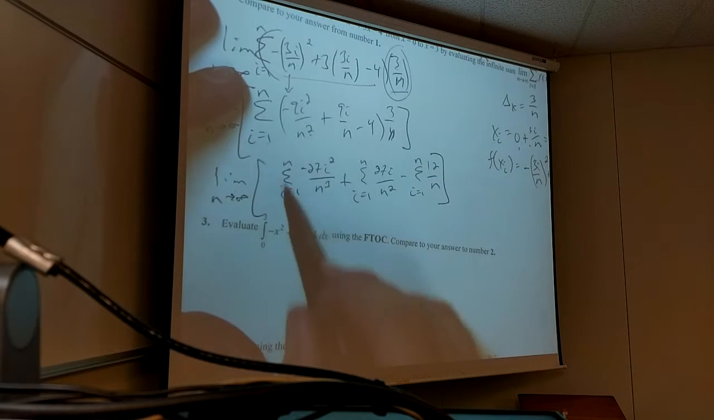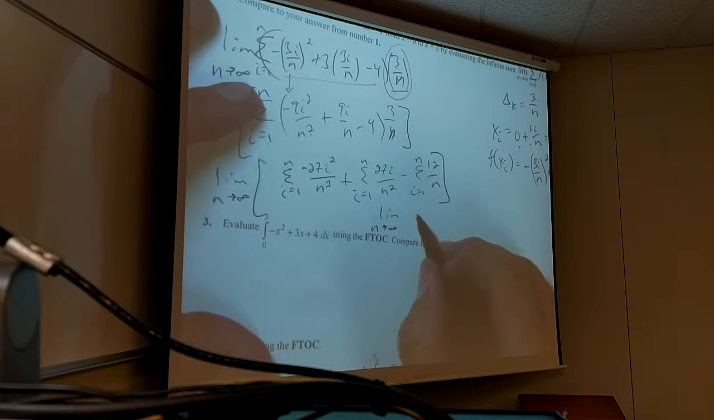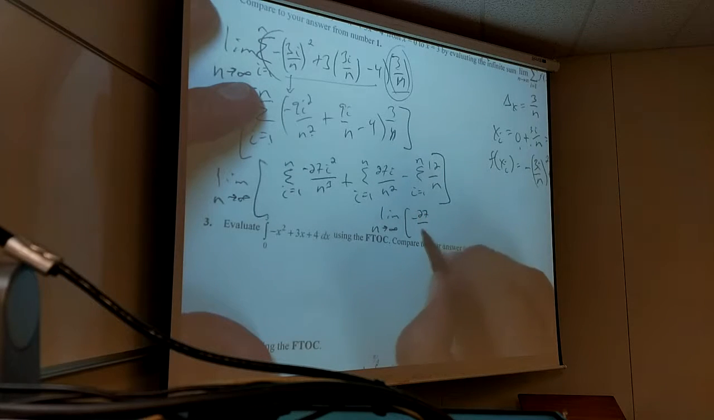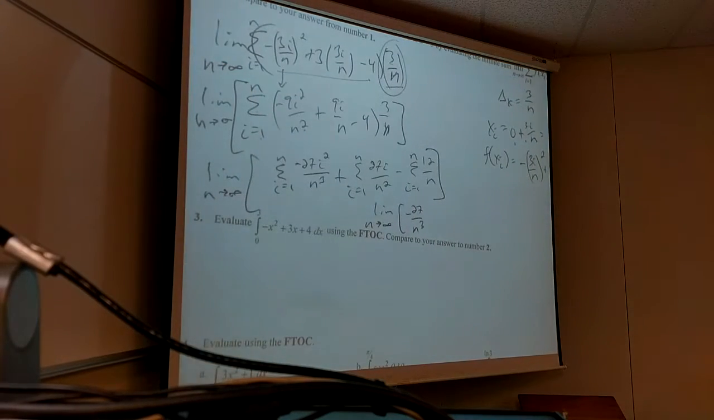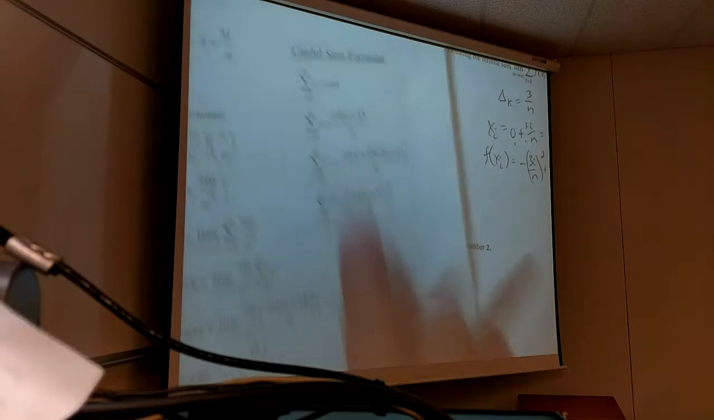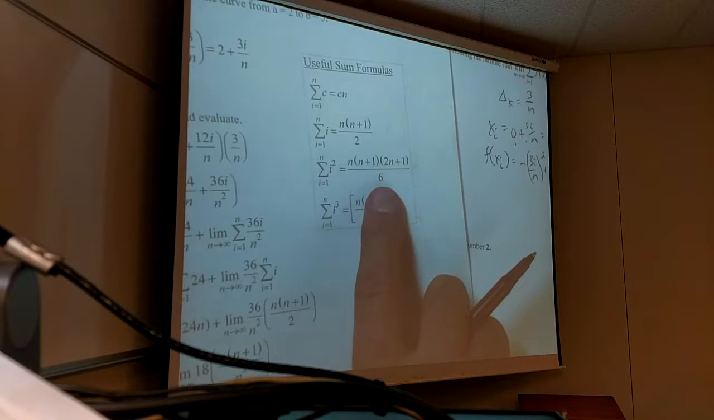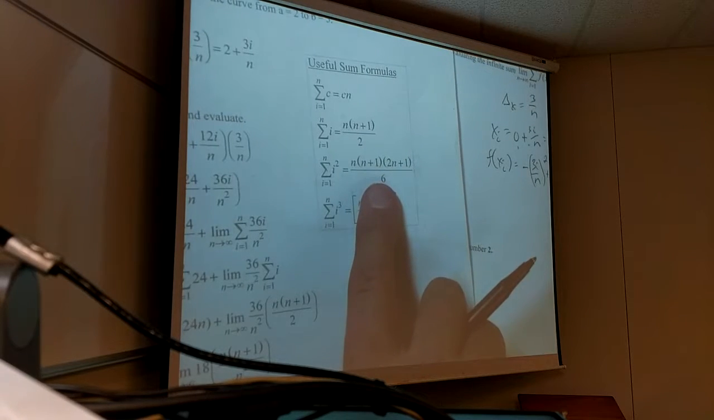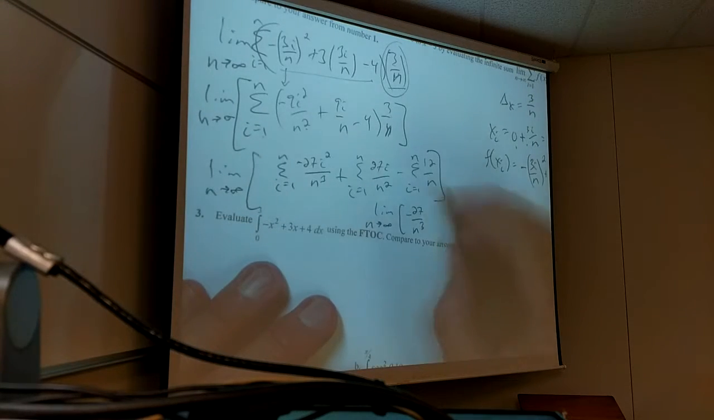But now when I take all the non-i stuff out of the way, I have to know how to rewrite the sum that's left. So I get negative 27 over n cubed, sum of i squared. What's the sum of i squared? This crazy thing. I'll give you these. I don't have this one memorized. I'm never going to make you memorize something I don't have memorized myself. It's kind of like the opposite of a gym teacher. So it's n times n plus 1 times 2n plus 1, all over 6.